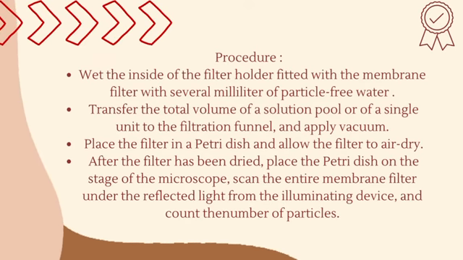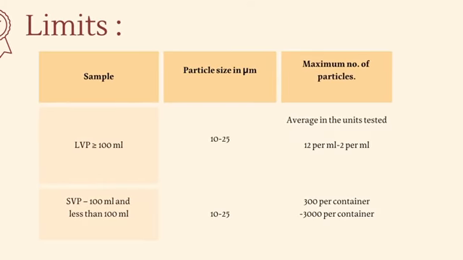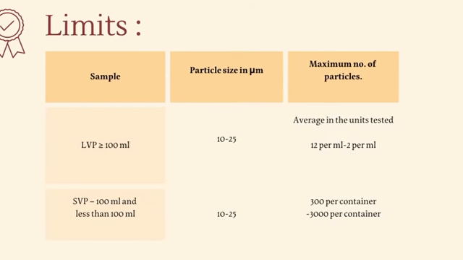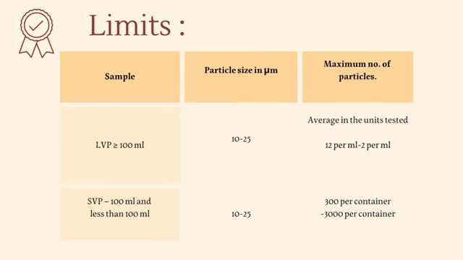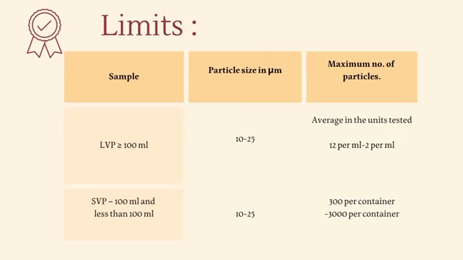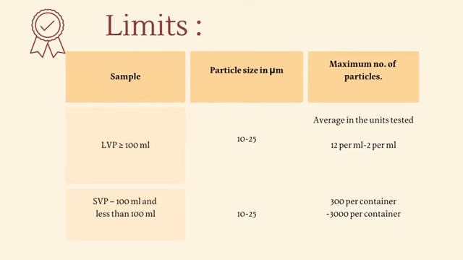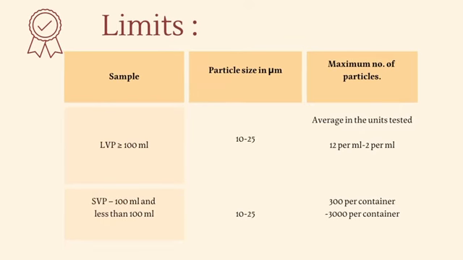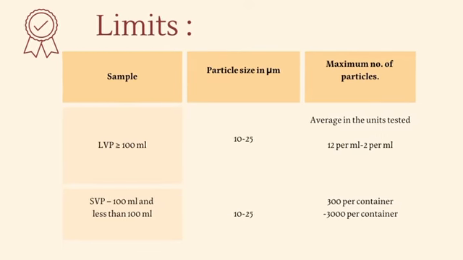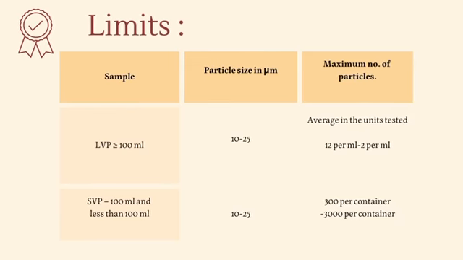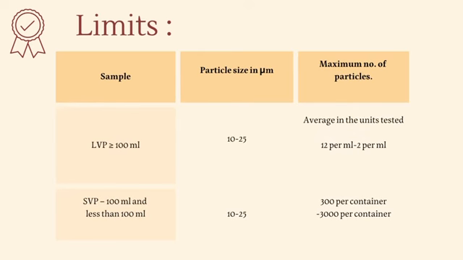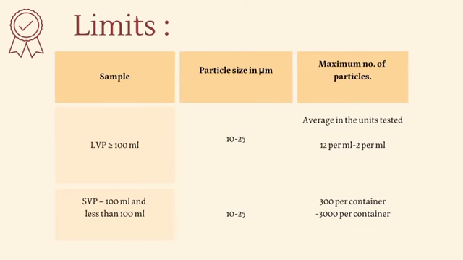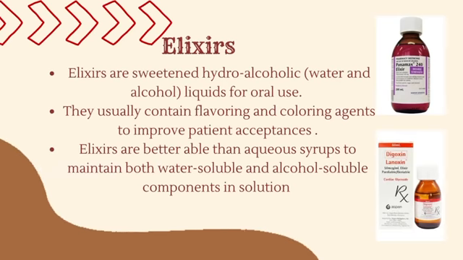Limits. If a sample is large volume parenteral, greater than or equal to 100 mL, and the particle size is 10 to 25 micrometers, the maximum number of particles allowed is 2 to 12 per 1 mL. If a sample is small volume parenteral, less than 100 mL, and the particle size is 10 to 25 micrometers, the maximum number of particles allowed is 300 to 3000 per container.